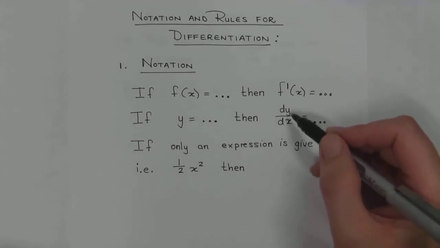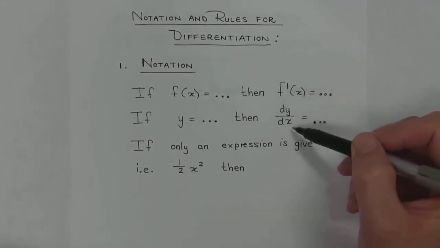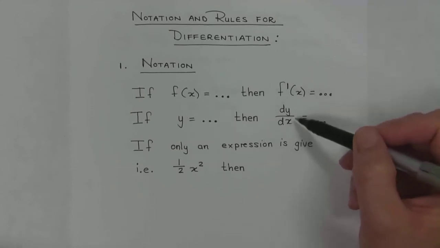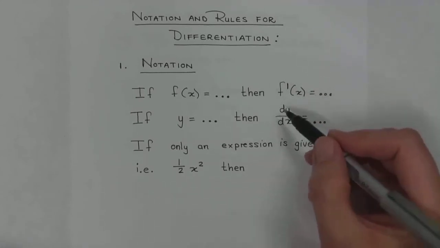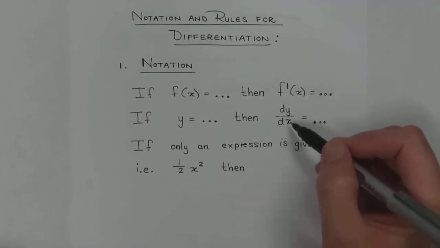Now, this seems strange to some of you, and you're like, why is it dy over dx? This, I personally think, is the easiest thing in the world to see. dy stands for the difference in y. dx stands for the difference in x.